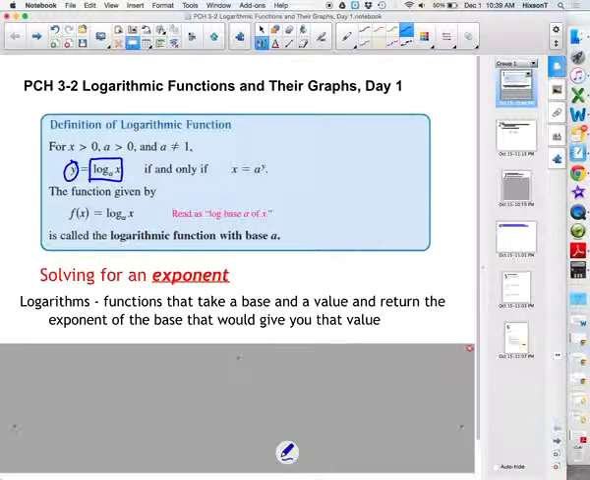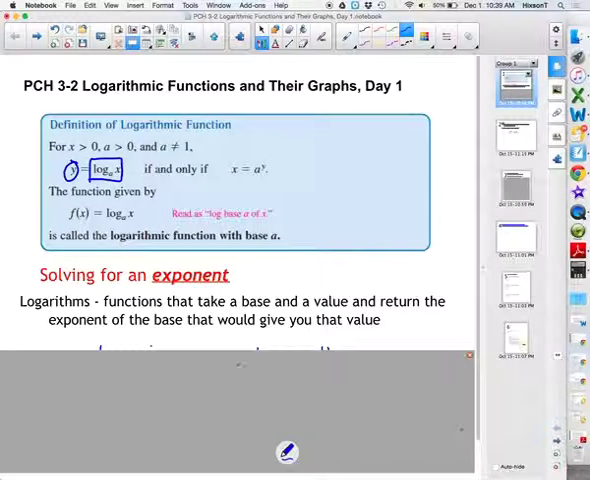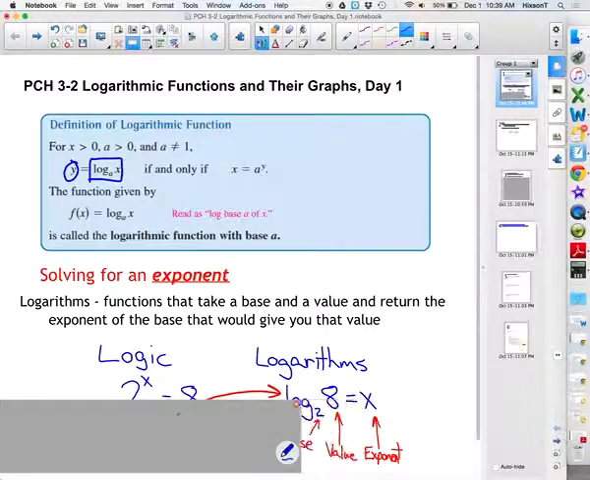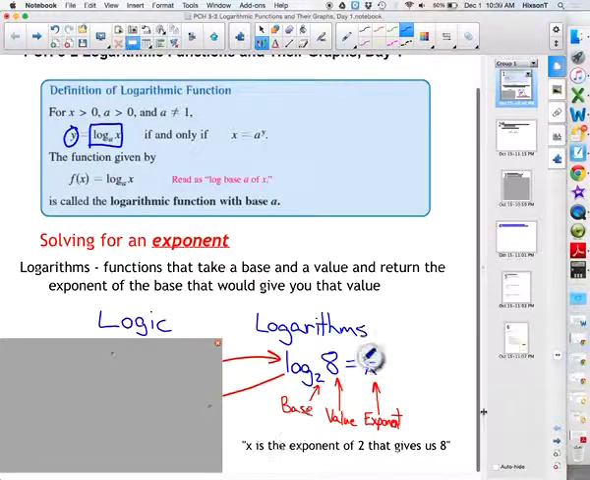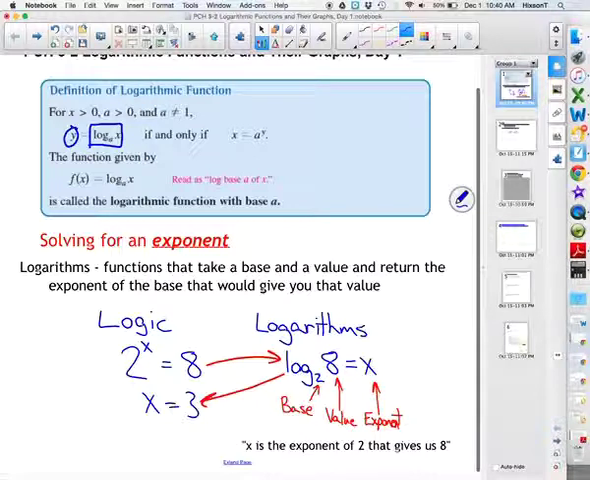So as you're reading these, think of it this way. This statement right here says that x is the exponent of, what's our base? 2, that will give us a value of 8. This is how you need to think of this. x is the exponent of 2 that will give us 8. Logically, this is the equation we're dealing with. 2 to what power equals 8? And of course, you guys can figure out that that's 3. 2 times 2 is 4, times 2 is 8.